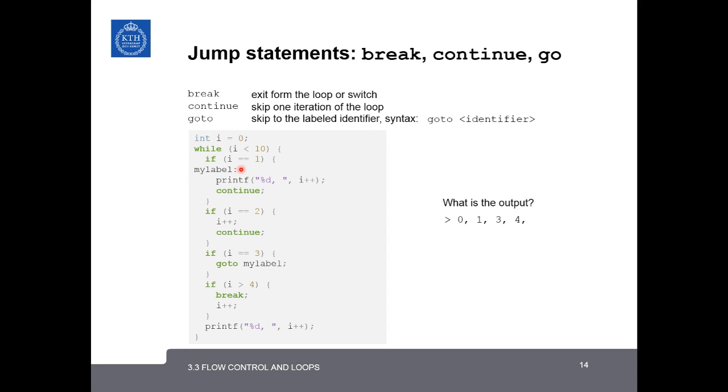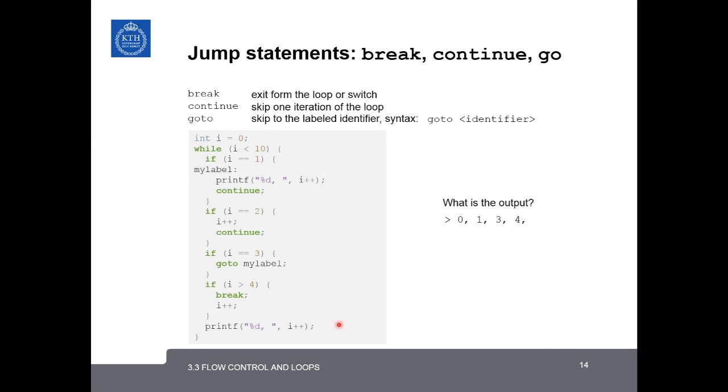So the code moves up to the my label here, and then it executes a printf statement where I is equal to 3. It adds 1, so I is equal to 4 now, and then we hit a continue statement which brings us back up to the while loop. Now I is equal to 4, and so it's not equal to 1, it's not equal to 2, and it's not equal to 3. And now I is not greater than 4, so we print the value of I down at the bottom. So now we have a value of 4 printed to the screen, and we increment I once more.